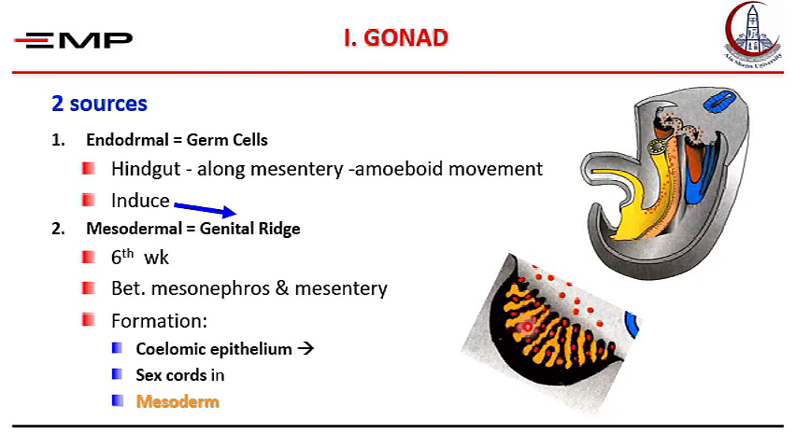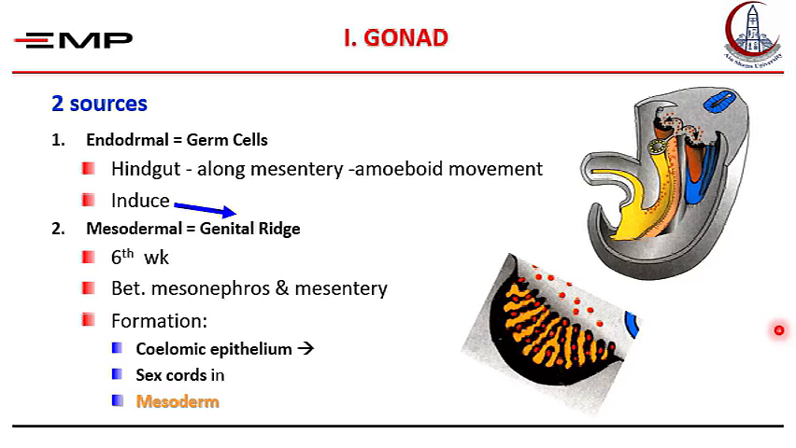So each sex cord is made of endodermal germ cells and mesodermal cord cells coming from the coelomic epithelium. There is intervening soft mesoderm in between the sex cords. So the 3 components of the genital ridge are the coelomic epithelium, the sex cords, and the intervening mesoderm.